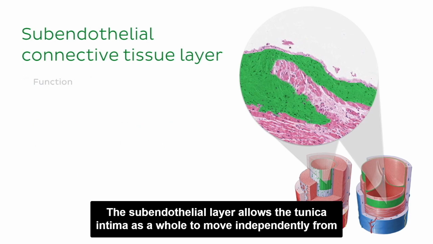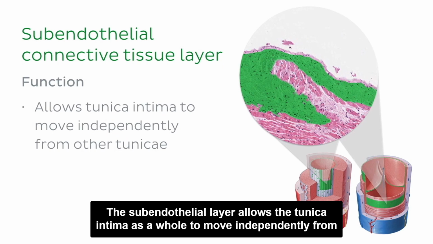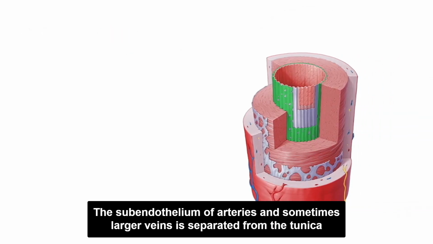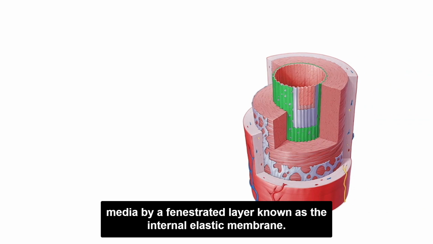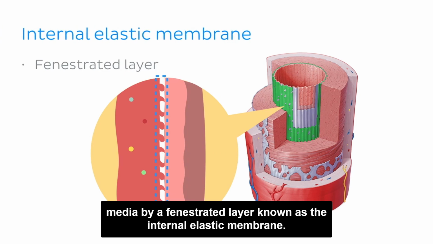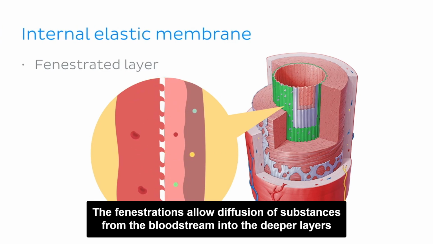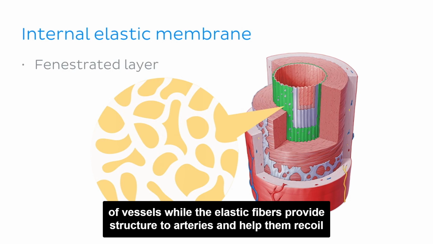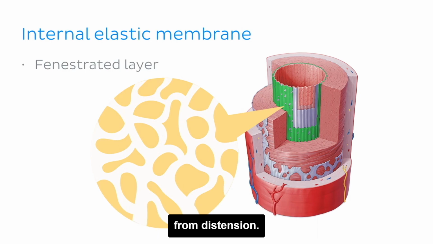The subendothelial layer allows the tunica intima as a whole to move independently from other tunicae, as larger arteries expand with the increase in systolic blood pressure. The subendothelium of arteries, and sometimes larger veins, is separated from the tunica media by a fenestrated layer known as the internal elastic membrane. The fenestrations allow diffusion of substances from the bloodstream into the deeper layers of vessels, while the elastic fibers provide structure to arteries and help them recoil from distension.